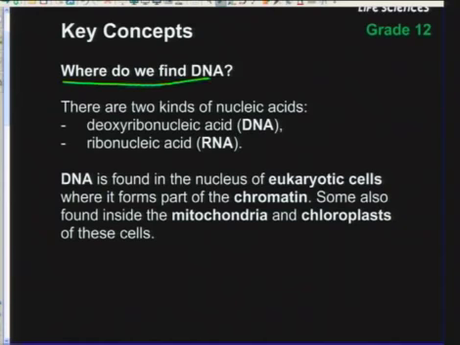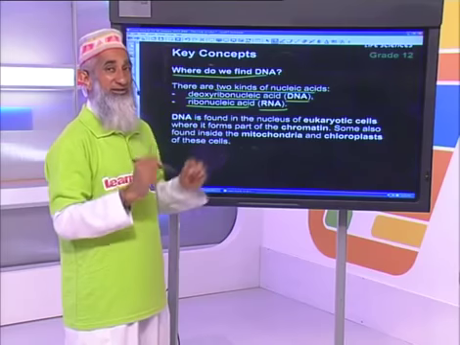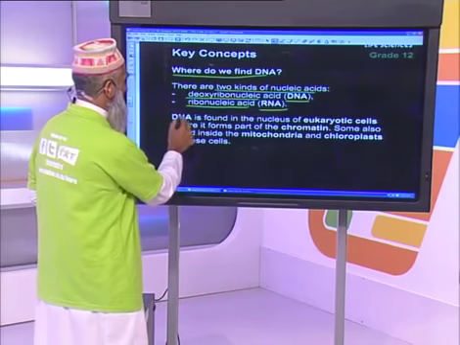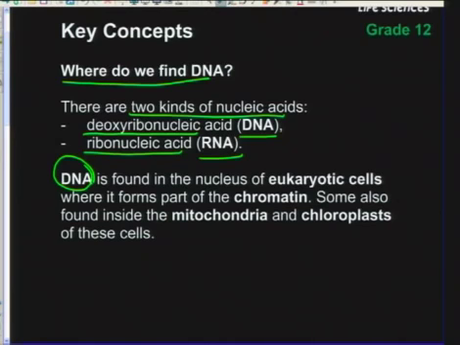We said earlier, there are 2 kinds of nucleic acids. We get deoxyribonucleic acid, DNA, and we get ribonucleic acid, that is RNA. These are the 2 nucleic acids that we have. DNA, the one we're looking at the moment, is found in the nucleus of eukaryotic cells, where it forms part of the chromatin. Some is also found inside the mitochondria and the chloroplast.